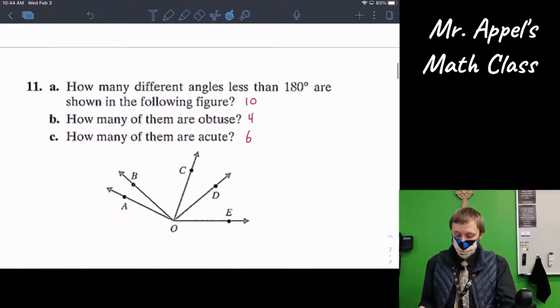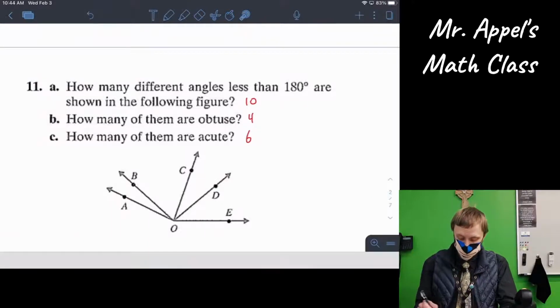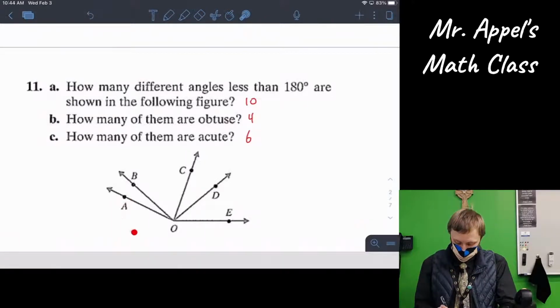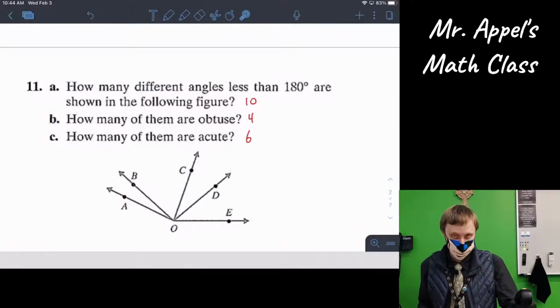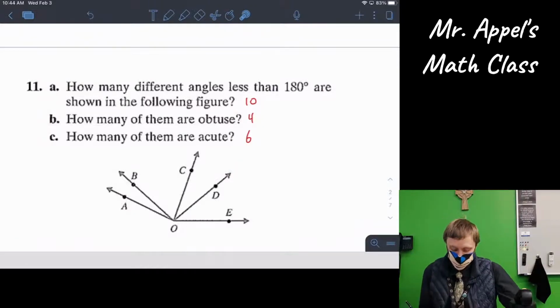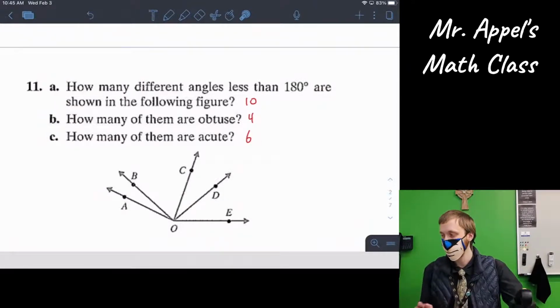Number 11, how many different angles less than 180? Okay, so we're not talking about going out and around backwards, we're just in here. And you will have 10 different combinations. So AOB, and then AOC, and then AOD, AOE, and then B with all of them, and then C with all of them, right? So it's very similar to the segments question. How many of them are obtuse? You can make 4 different obtuse angles and 6 different acute angles.